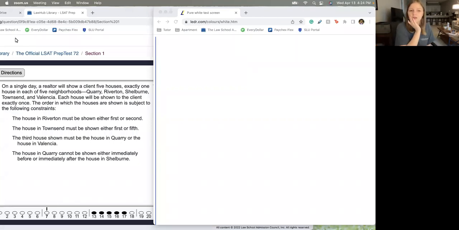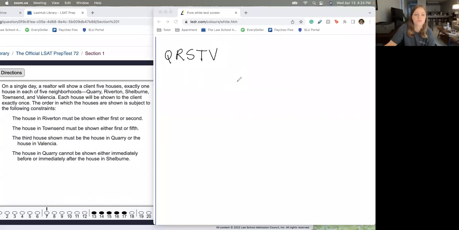But for today, we're going over 72 game 2. And from the looks of it, it looks like this is a pretty basic ordering game. So on a single day, a realtor will show a client 5 houses, exactly one in each of 5 neighborhoods. So we have Q, R, S, T, and V.